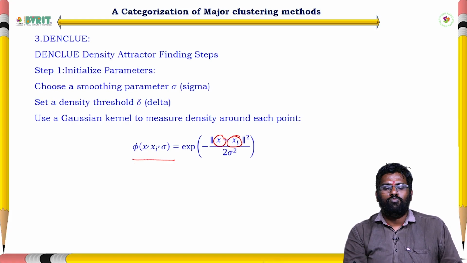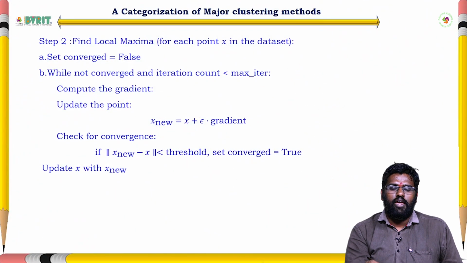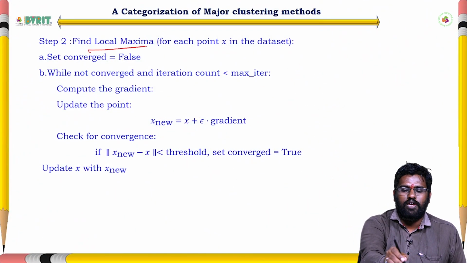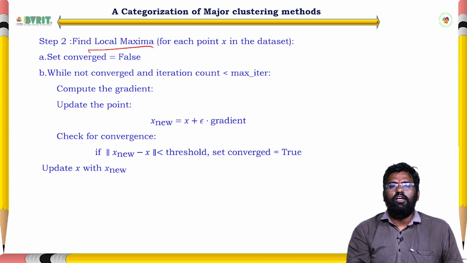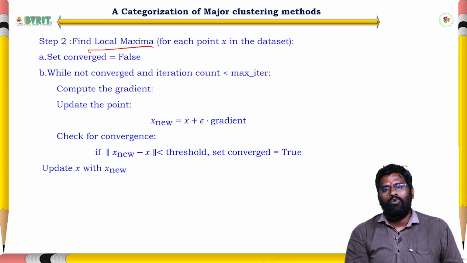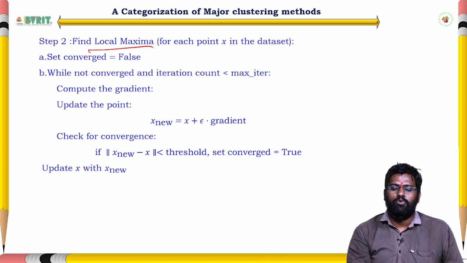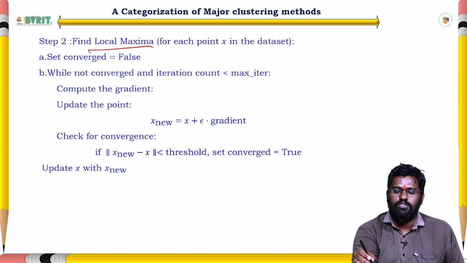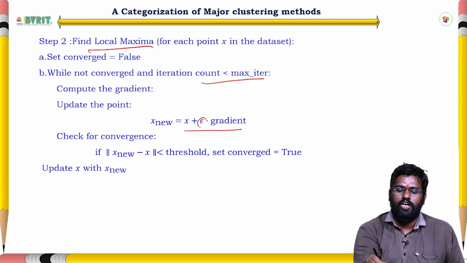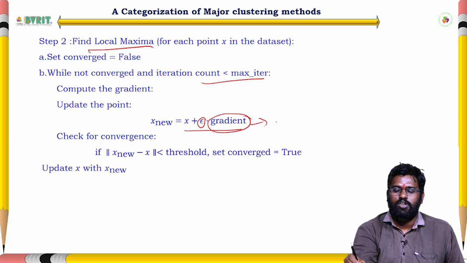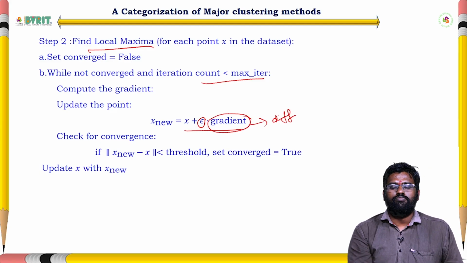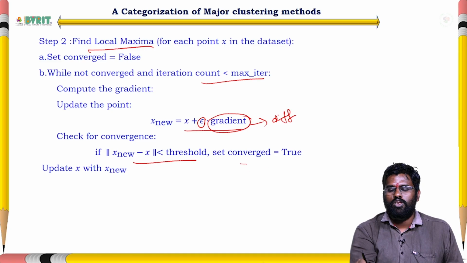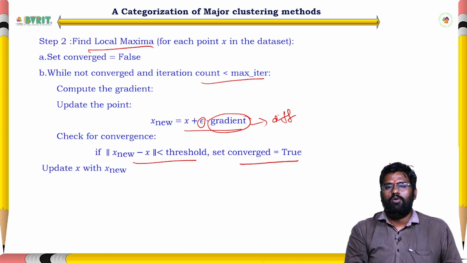First we are calculating the smoothing parameter. Based on that, we have to calculate the local maximum value. Local maximum means whether the converged value has passed, that means they won't reach the condition, or they are crossing the particular condition. So we need to stop the process, and in case that is not true, we have to do the same process. If count is less than maximum iteration, do the gradient value, x plus epsilon into gradient value. Gradient means the difference value. Next, if it is less than the threshold value, we set it as true. We have to stop the process with the new value.